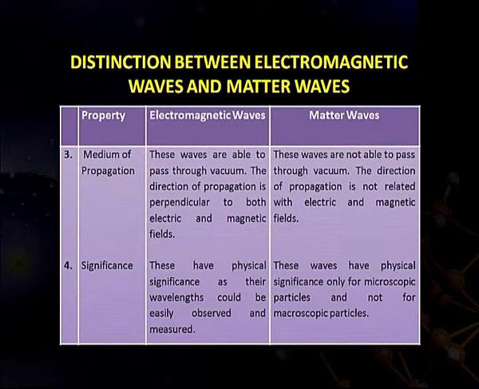Significance, electromagnetic waves, these have physical significance as their wavelength could be easily observed and measured. Matter wave, these waves have physical significance only for microscopic particle and not for macroscopic particle.